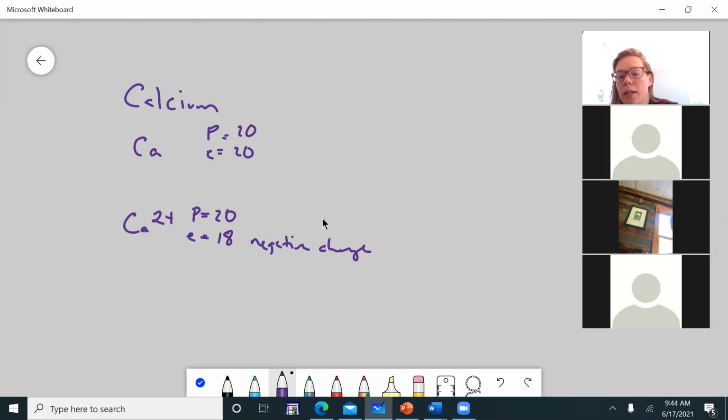The equation to calculate charge is going to be charge equals the number of protons minus electrons. So if you have more electrons, this is a negative value. If you have more of these, you're going to be negative. If you have more protons, you'll be positive.